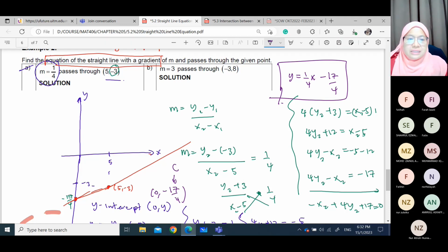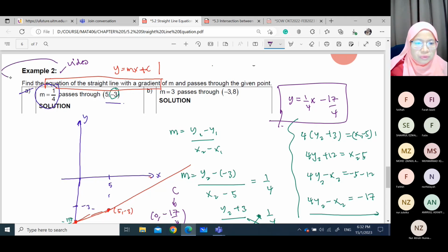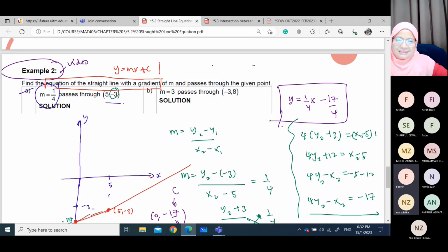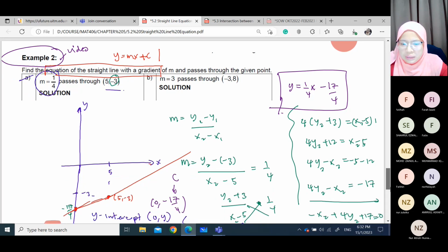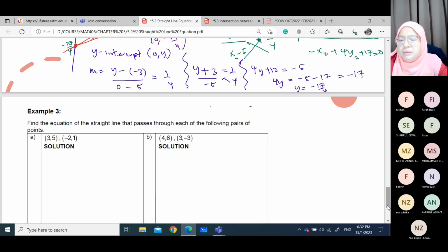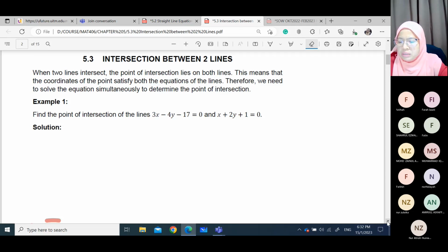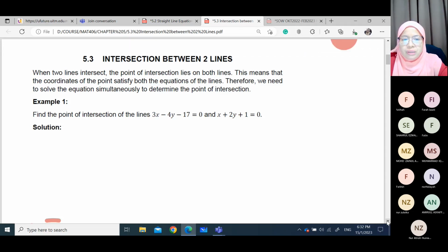Alright, so untuk example 2 ni saya akan bagi video. Sekejap saya buat video and then saya akan share dengan you all. Saya akan share link dia. Boleh untuk example 2? Okay, madam. Boleh. Alright. Okay, so I think cukup setakat ni untuk petang ni. Right, so untuk example 2 dan juga example 3 saya akan buat video yang lain. And then kita ada lagi yang penting kat sini, intersection between two lines. So ini pun penting. So untuk topik yang ini pun saya akan share dalam video nanti.